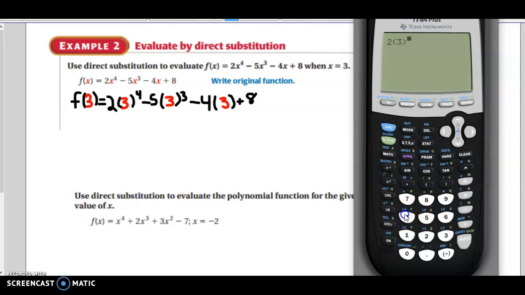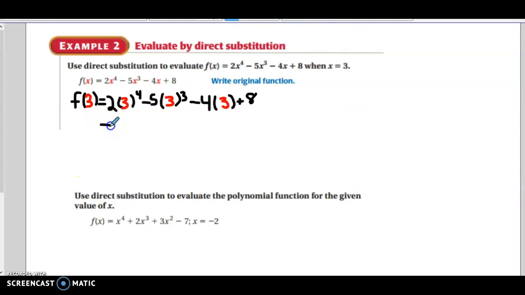And I'm just going to type this in just the way it looks. So 2 times 3 to the 4th minus 5 times 3 to the 3rd minus 4 times 3 plus 8. And then I get 23 as an answer. So that function value at 3 is 23.